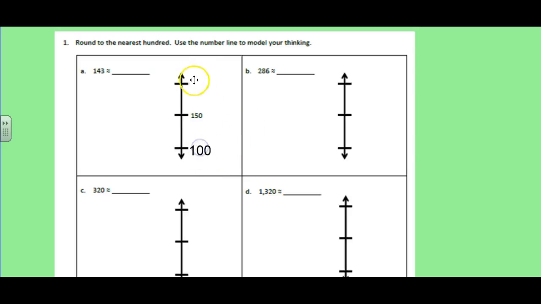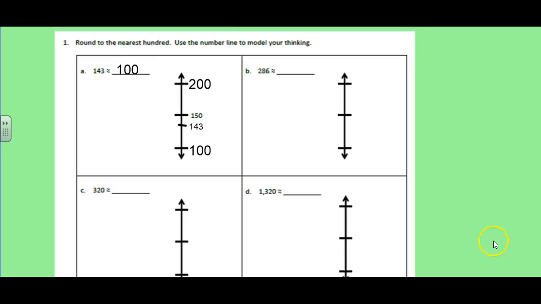One more hundred than 100 would give you 200, and they already have the middle halfway point there for you, which is 150. So 143 we know is going to be less than 150, and it's probably going to go right in here somewhere. So we're going to put that on the number line, and that tells us that 143 is closer to 100 than it is 200. So that tells us that 143 is going to round to 100.